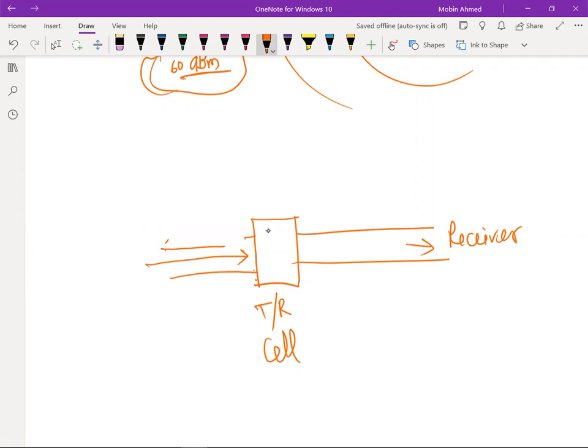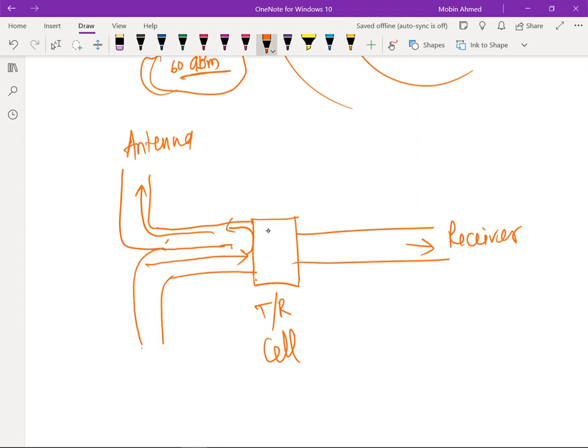Like it is coming, then from here it is going to reflect back, and it will go like this. It will go to the transmitter. It will go to the antenna. And this part from here, it is like that, and which is coming from the transmitter.